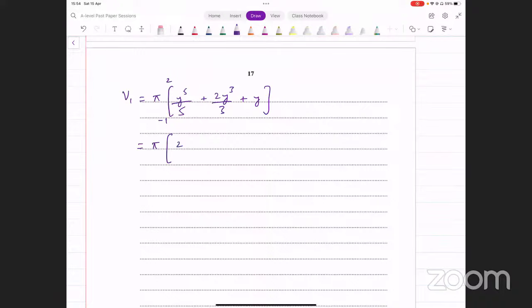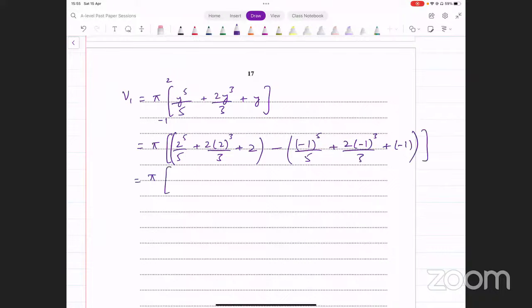First you input 2, so that's 2 raised to power 5 over 5 plus 2 into 2 raised to power 3 over 3 plus 2. So you input 2 first, and then you subtract from that the case when you input -1. Now it's a negative number, and a negative number you must always write inside brackets: -1 whole raised to power 5 divided by 5 plus 2 into -1 whole raised to power 3 divided by 3 plus -1, and then you close the bracket like this. Okay, let's evaluate these two brackets and see what we get.